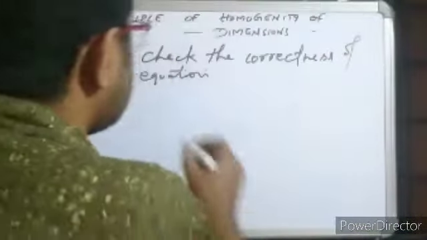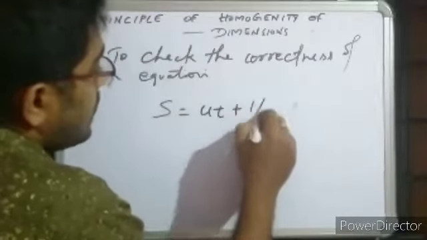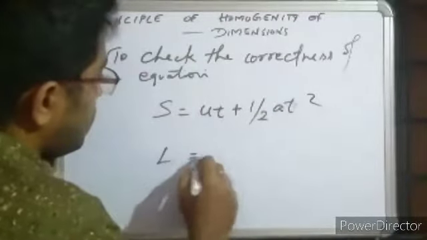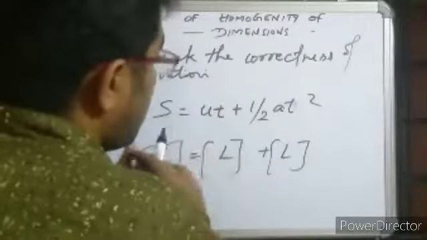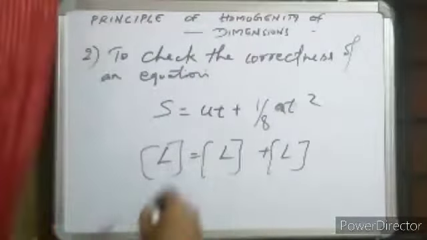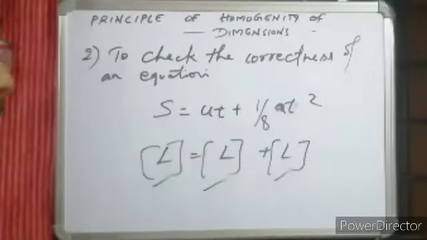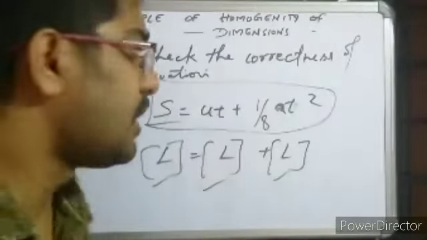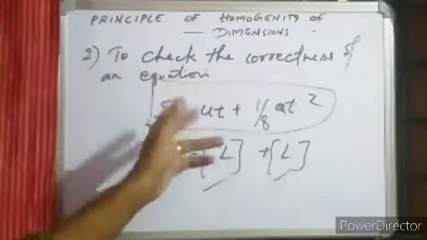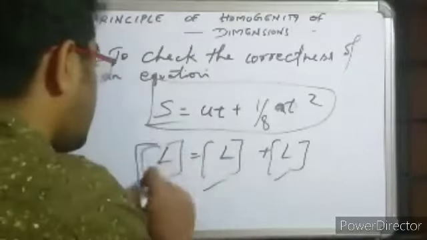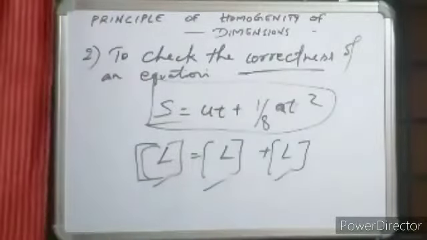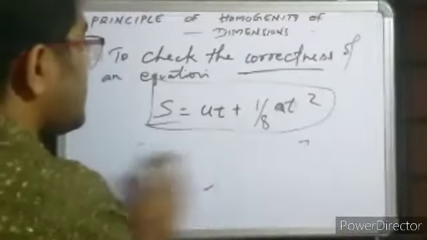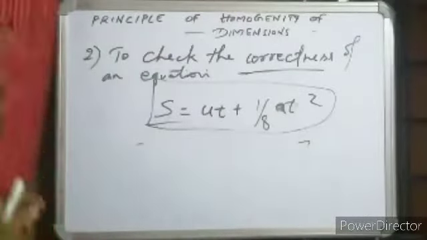Like if I take S is equal to ut plus half at square, I will get L. But if I replace this half with 1 by 8, let's say, even in that case I will get the same dimension, but the relation is not actually correct. In other words, it is not exactly correct, but it is dimensionally correct. So I can only say something about the dimensional correctness, the consistency. That is again on the basis of the principle of homogeneity of dimension.